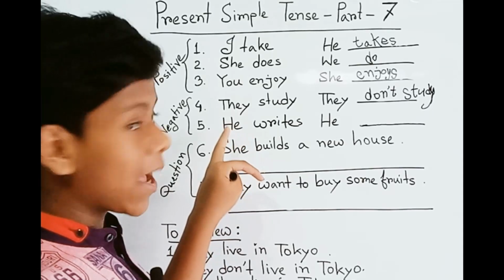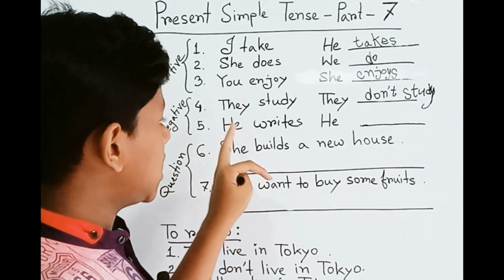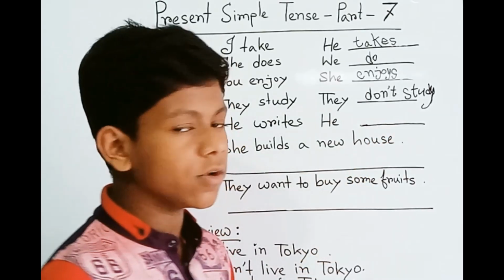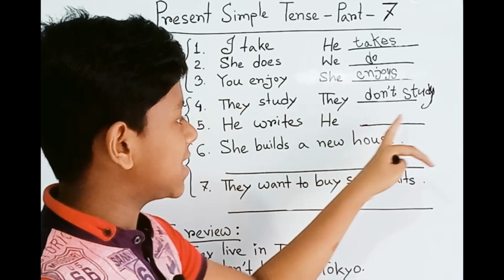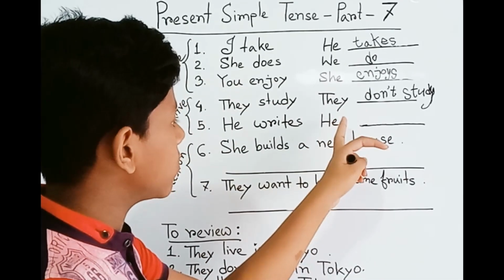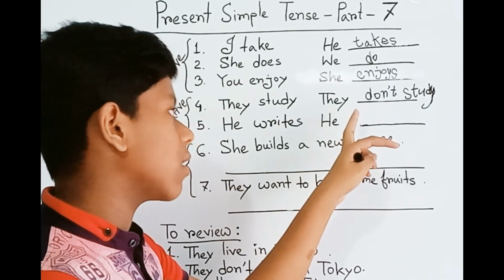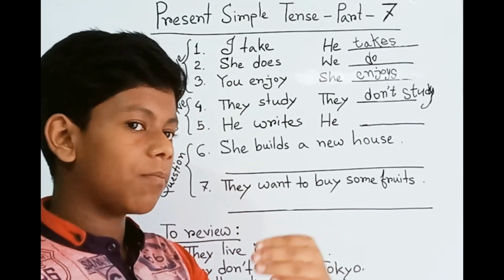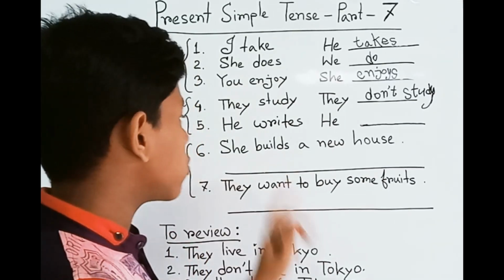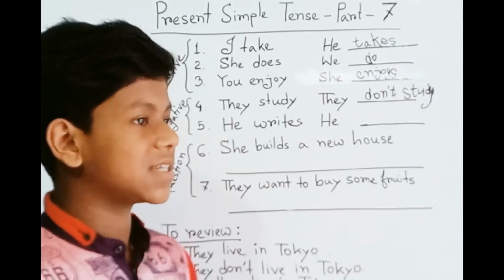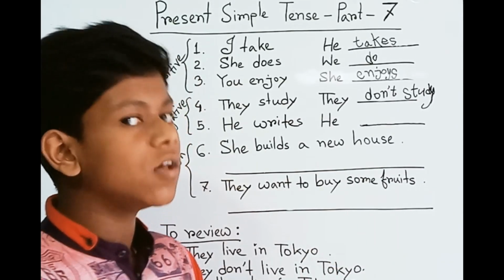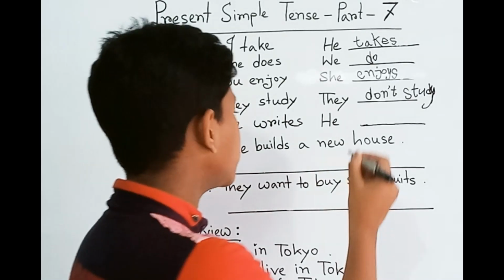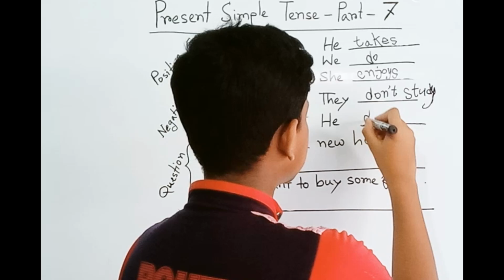So in this number five we are watching: he writes. What should we put here? He writes, it will be he doesn't write. Even though the third person singular is in negative, we change the verb to verb one. So he doesn't write. The doesn't is also a contraction, which we have learned, and it means does not.